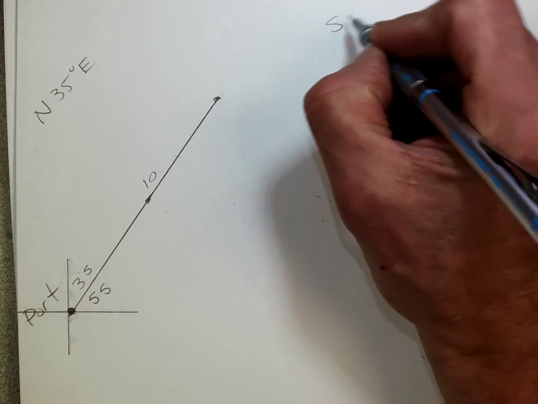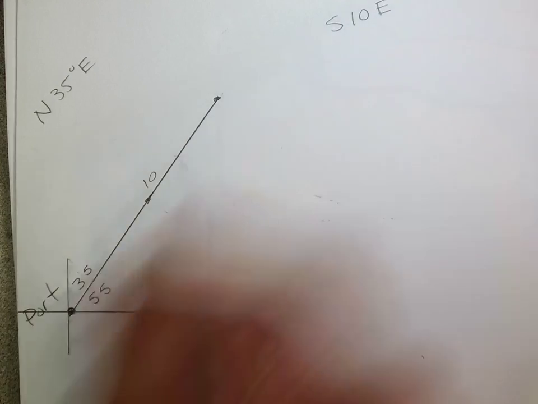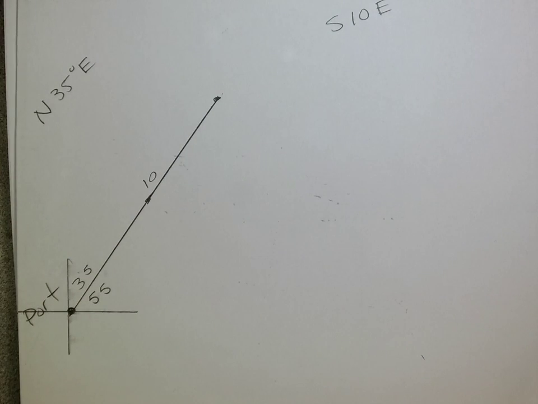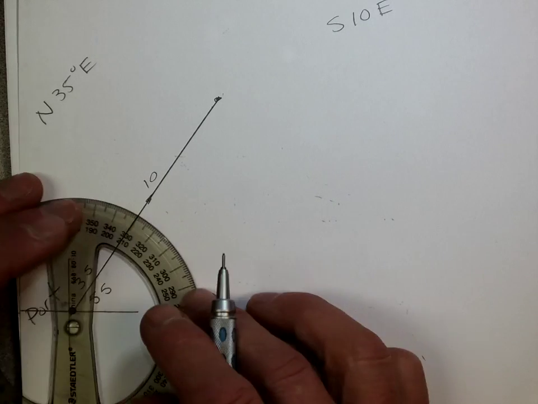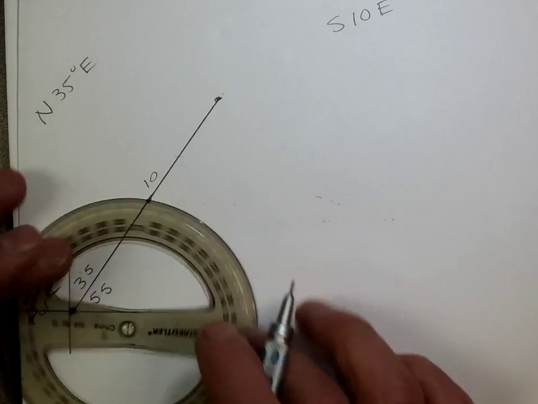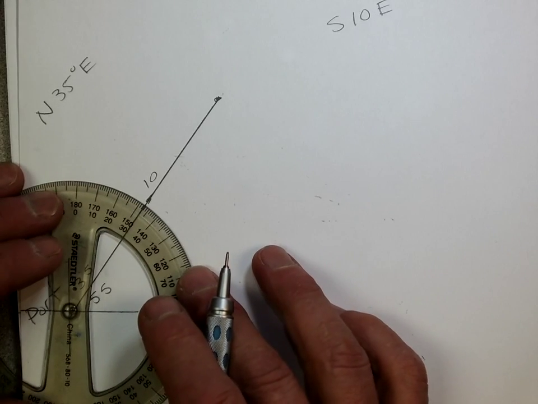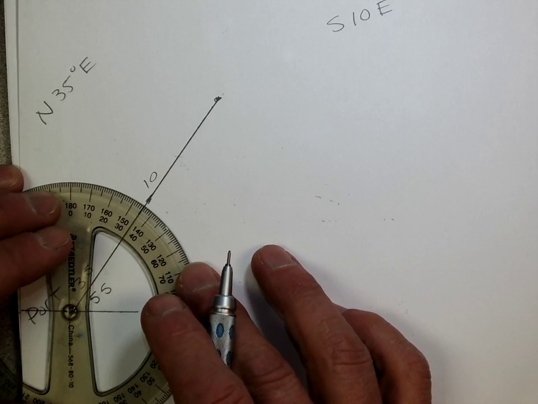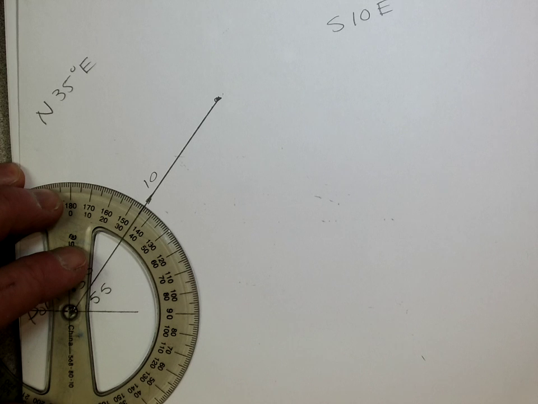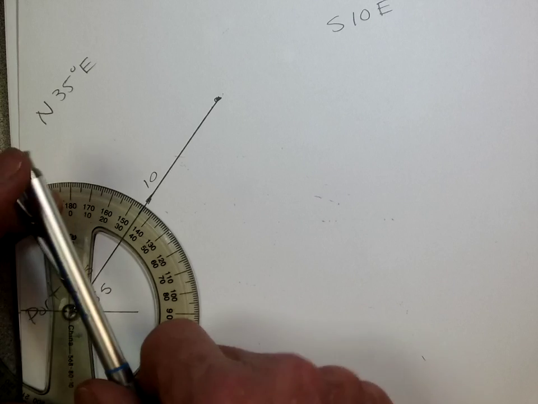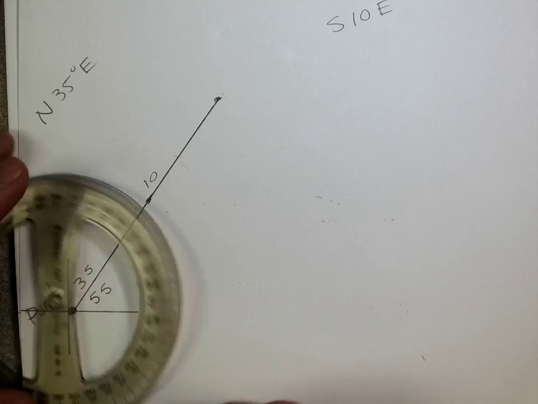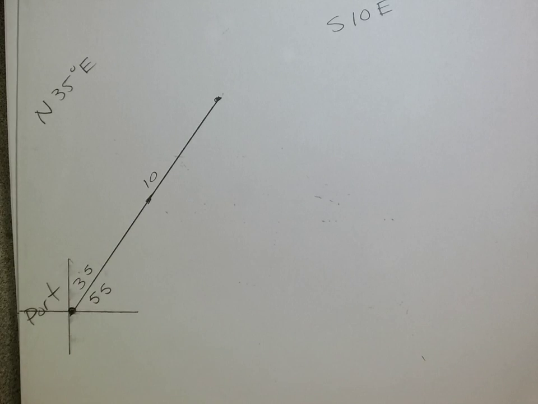Then I'm going to go south 10 east, right? Am I going too fast? No. So I'm going to look south. So south is 0, right? So I got 0 at south. And I'm going to rotate just 10 degrees towards the east. Here's south, 10 degrees towards the east, right? And I'm going to draw that 12, okay?